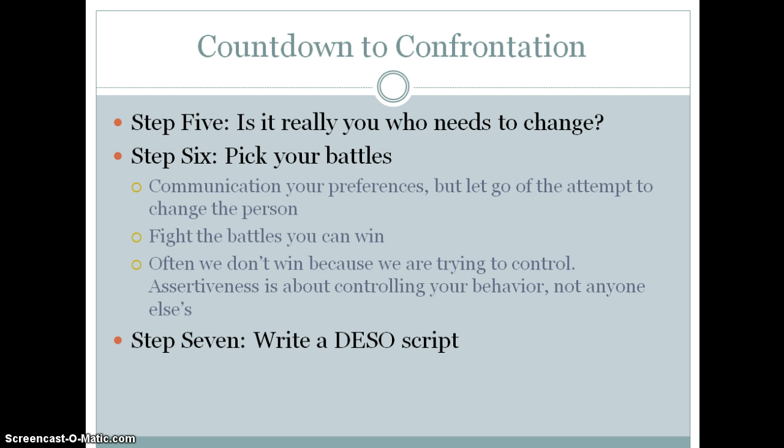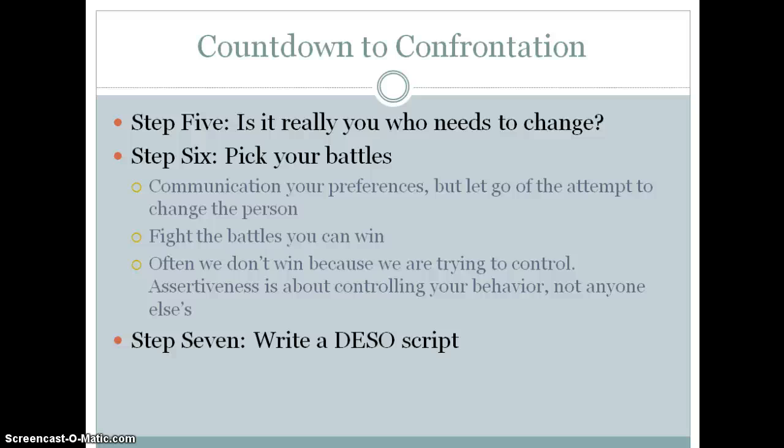Step 5 is, again, this is that reflective individual. Is it really you who needs to change? So maybe you've identified, I'm frustrated because this person always asks me to go to the opera, and I hate the opera. And so now I want to confront the person on always asking or making us go to the opera. But then you realize, I've never said no. I've never told the person I don't like to go to the opera. So that may be something that you need to change, and really no confrontation is necessary. So that really requires you to be a reflective individual.